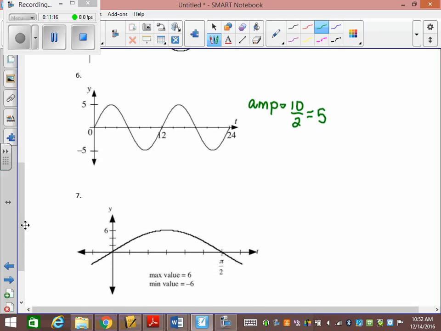And then this one is going to be from negative 6 to 6. How far is it from negative 6 to 6? 12, divided by 2 is 6. Or you could go amplitude equals the absolute value of 6 minus negative 6, divided by 2, which is 12 divided by 2.